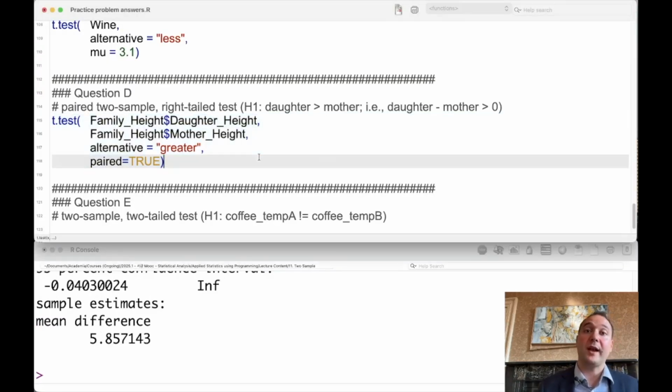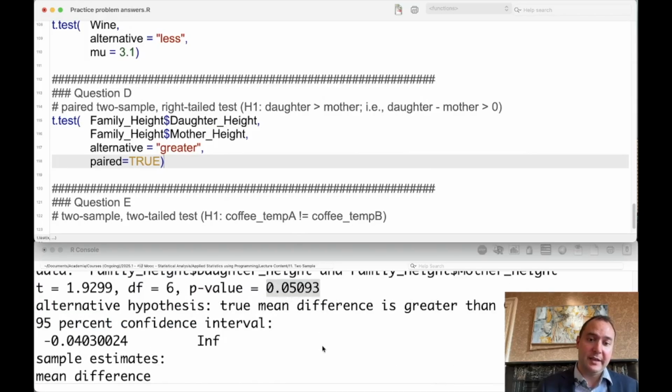So what could we recommend to the researchers? Well, we have a very small sample size, and it's almost significant. I would recommend to get a new sample and test again. It's very close to significance. I would recommend that they probably get a larger sample so that they can get a more powerful test.